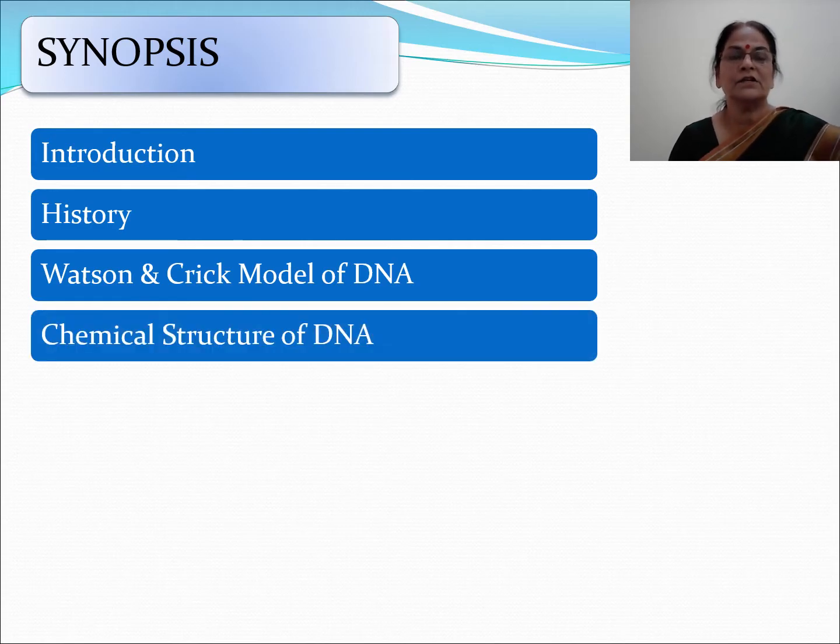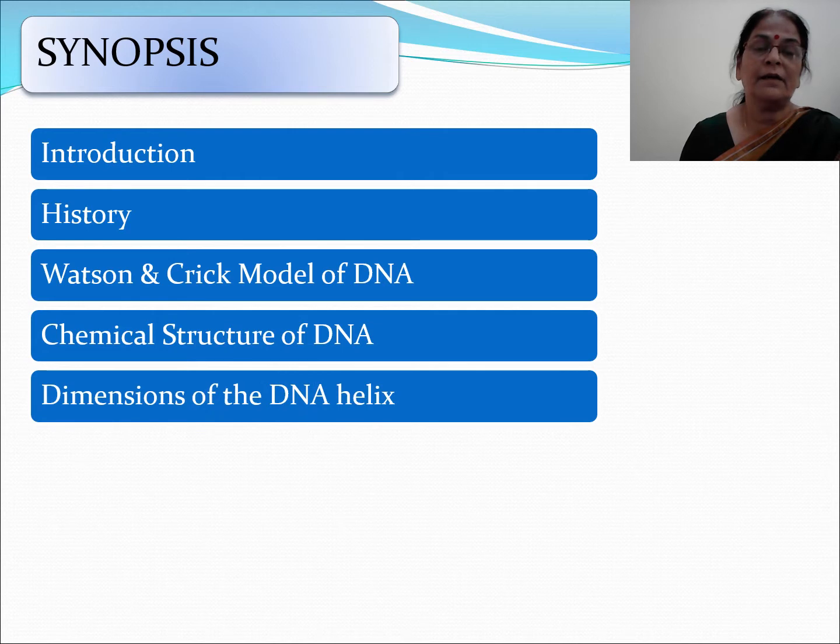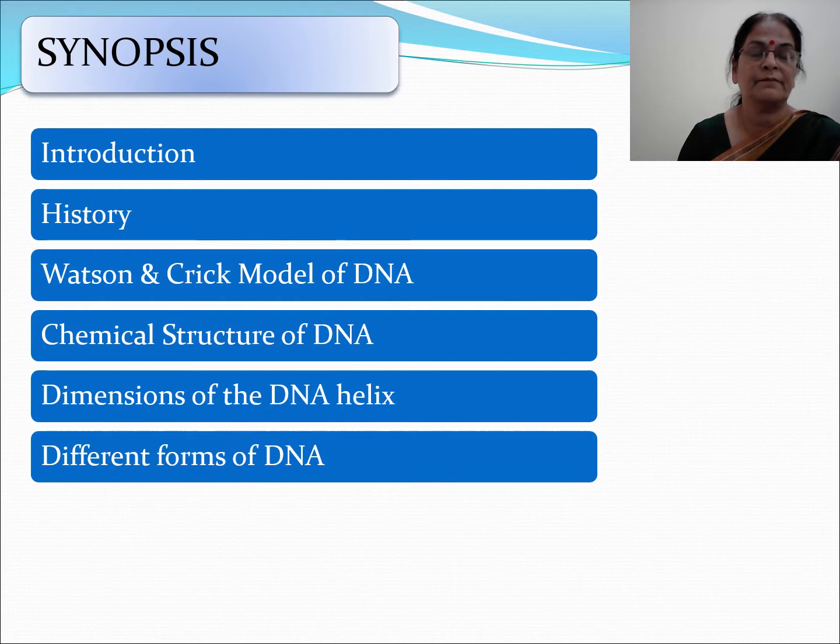Then chemical structure of DNA, because this is a chemical and a macromolecule. Then dimensions of DNA, because it has its length, it has its breadth, and many other things in many other molecules it contains, and how they join each other, and what is the distance between them. This is called topology or dimension of the DNA helix.